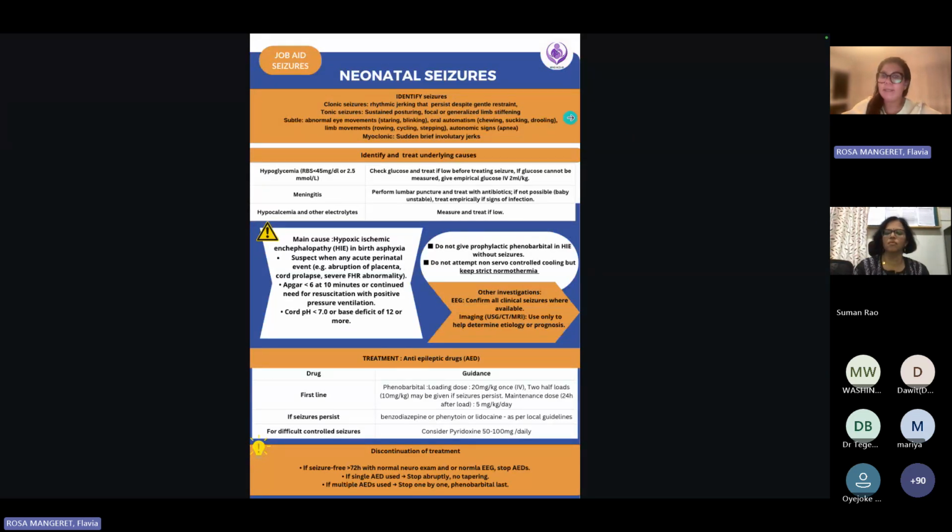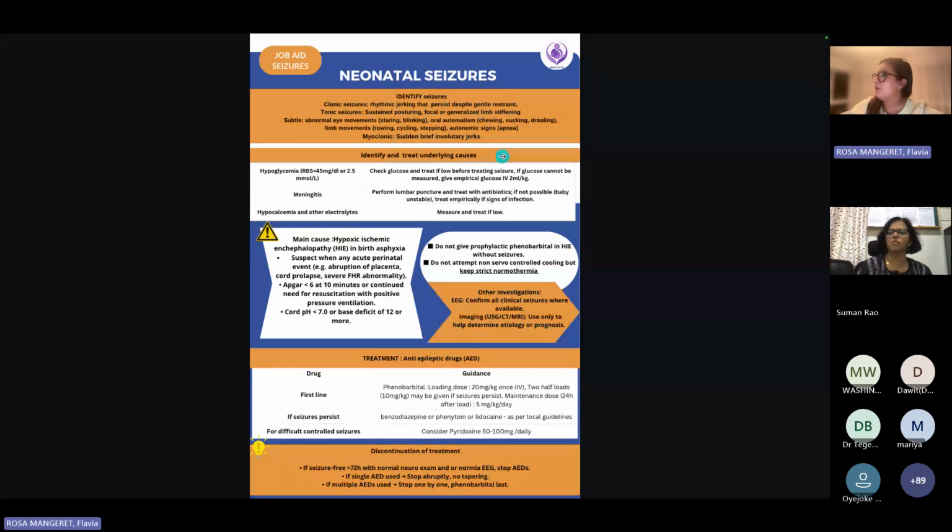Basically, it's a 1-page job aid. Identify seizures. We're describing the kinds of seizures. Clonic seizures are rhythmic jerking that persist despite gentle restraint. Very common in neonates. Tonic seizures are sustained posturing, focal or generalized limb stiffening. Subtle seizures can be only abnormal eye movements like staring or blinking, oral automatisms like chewing or sucking or drooling, limb movements like rowing, cycling, stepping, and autonomic signs like apnea. Myoclonic seizures are sudden brief involuntary jerks, less common.